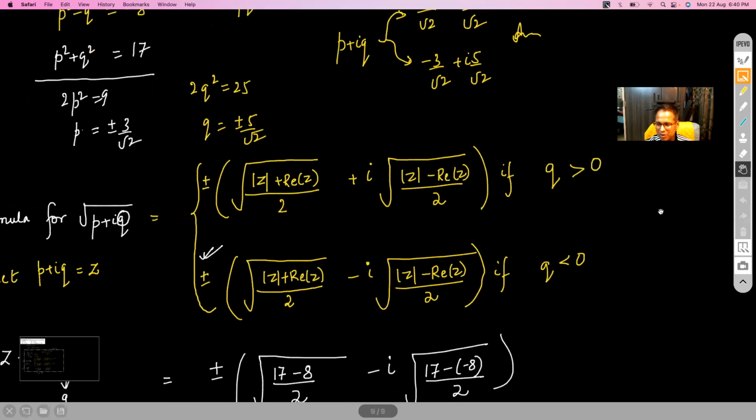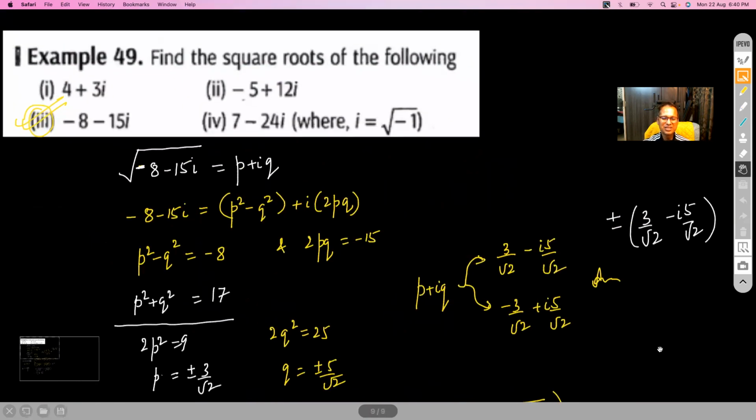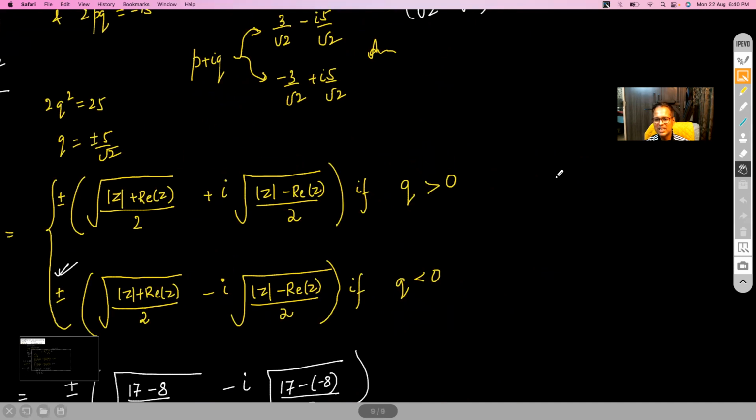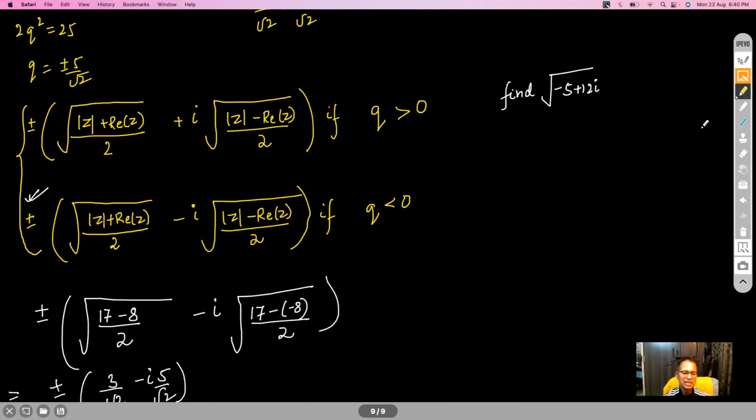Now it is up to you. You want to remember this formula and solve it, and let's say if you forget it, then God bless you, or you want to follow the approach and solve it. It is completely up to you. Using this formula, can you do the second one? Find out the square root of minus 5 plus 12i. Use this formula so that you have hands-on practice with it as well.